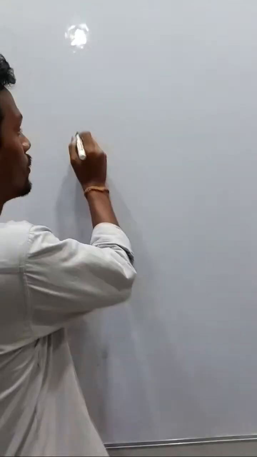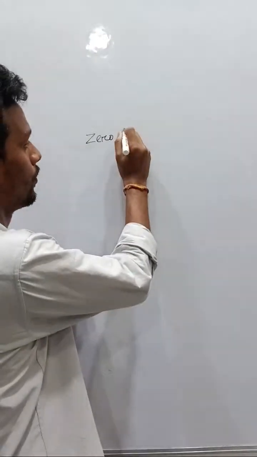You should know what is the degree of the zero of the polynomial. Zero of polynomial.